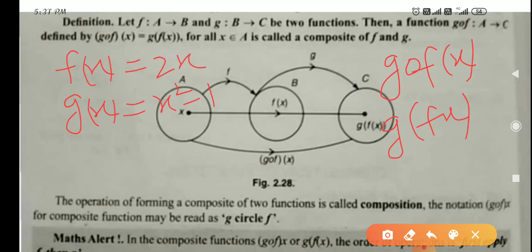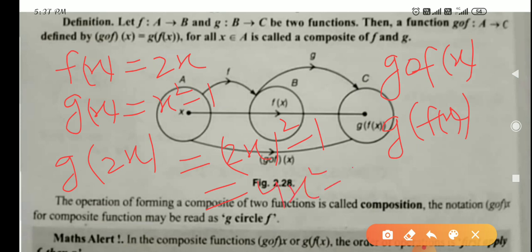So g(f(x)) means g bracket, you put here the value of f(x). The value of f(x) is 2x. So we have to find g(2x), and you know g(x) is x squared minus 1. So what will be the value of g(2x)? g(2x) means in place of x in g(x) you have to put 2x. So (2x) whole squared minus 1, so it will give 4x squared minus 1.